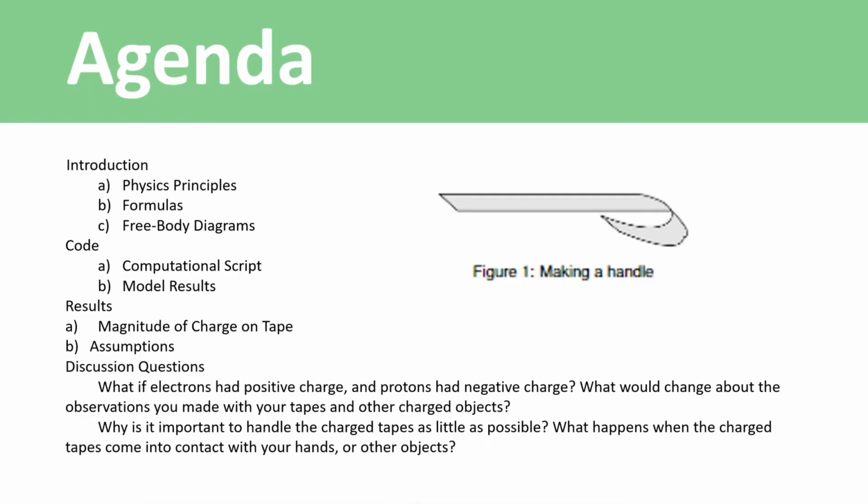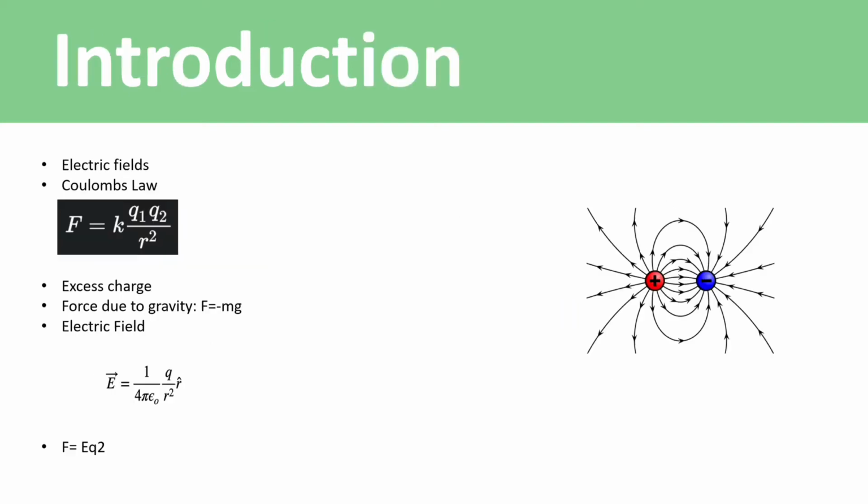In this lab, we will be analyzing electric forces by using two pieces of tape, which we will charge by ripping them apart from each other and then testing them against different surfaces and against each other. First, I'm going to go over some basic physics principles, some formulas, and a free body diagram so you can understand what we are doing. Next, I'm going to analyze the code that I used to describe what was happening in real life with a computational model, and then we're going to go through some of the results that we got.